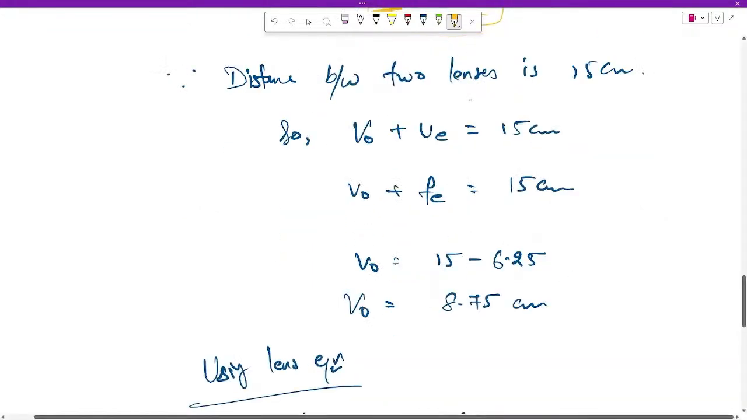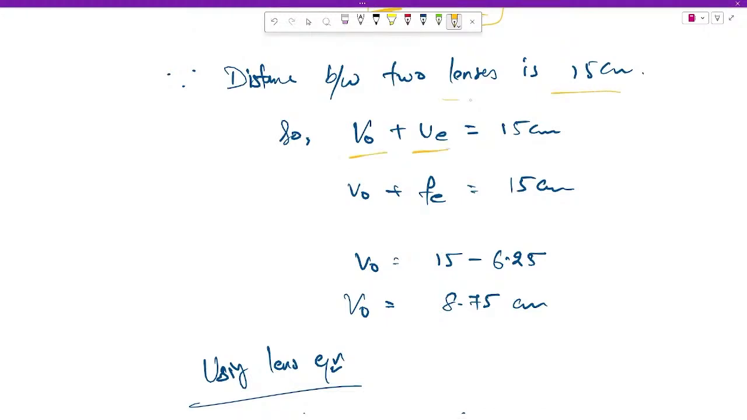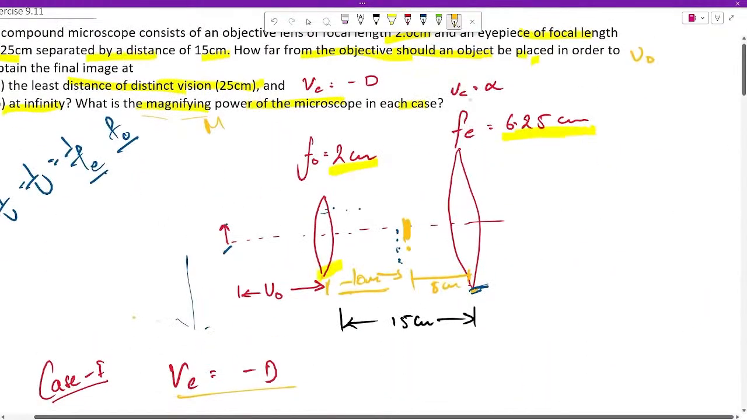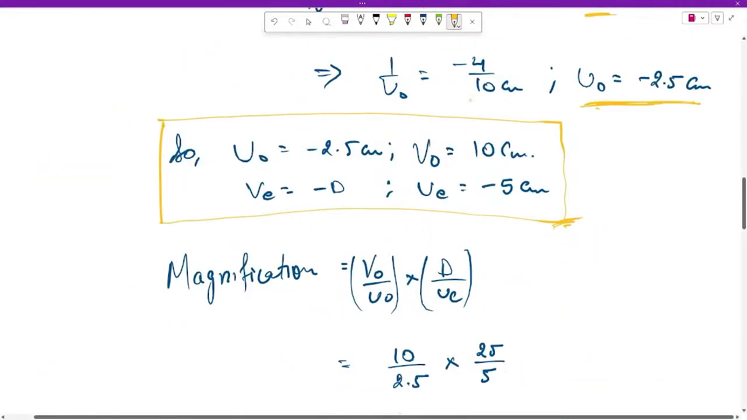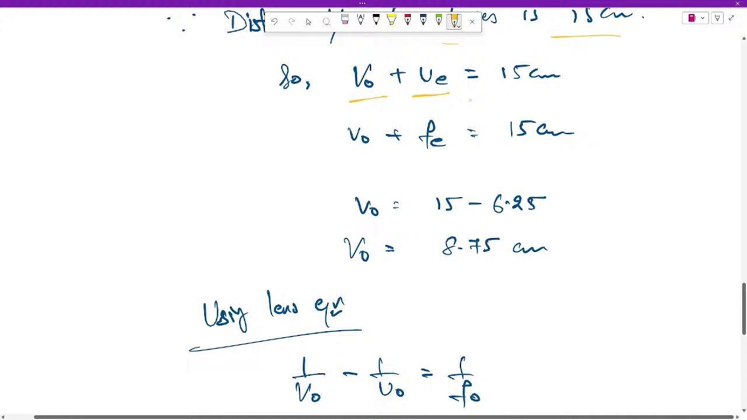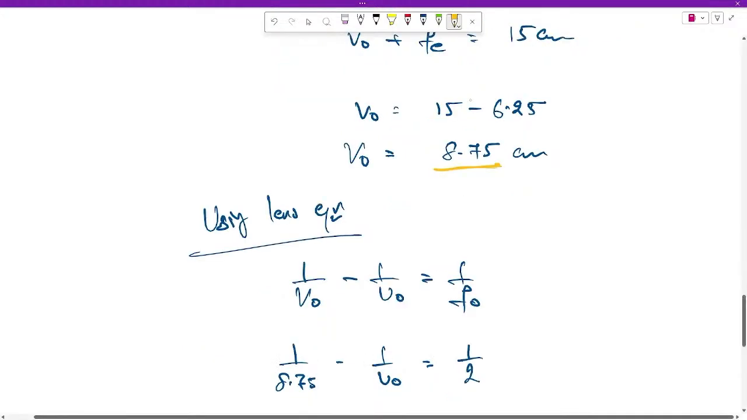So let us find out the distance of VO. Distance between the two lenses is 15 centimeter. So VO plus UE, let us understand with this diagram. VO is the image formed by the objective, plus UE, that is, that image is going to be the object for the eyepiece. This will always be equal to 15 centimeter because the distance between the lenses is fixed. So using this, we will find out the value of VO, that is the image distance from the objective, and this will give us a value of 15 minus 6.25, that is 8.75. Since this is to the right of the objective, this will be positive.